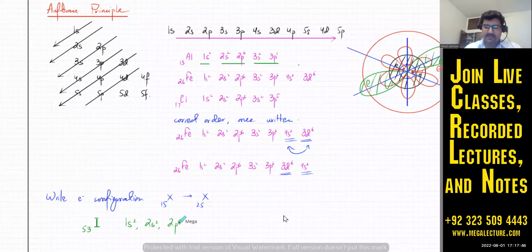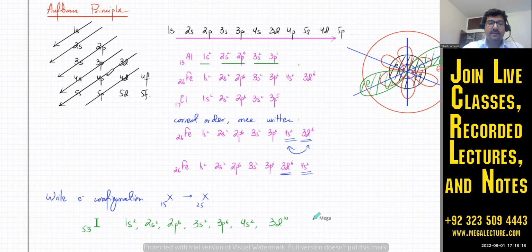So you got 2p6, right? After 2p6 you have 3s2. Okay, keep following the arrow: 3s2, and then after 3s2 you'll have 3p6, 4s2. 4s2 means the electron is now much further away from the nucleus, right? Then you'll have 3d10. Remember the d subshell has a total of 10 electrons.